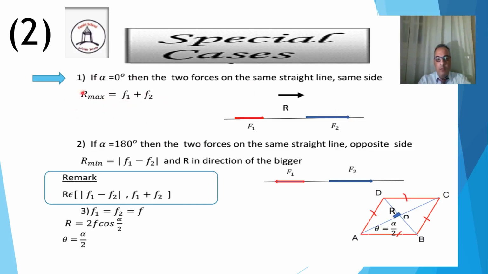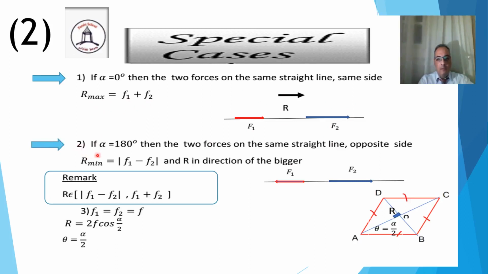In the first case, alpha of 0, the two forces have the same direction like this, and R has the same direction as F1 and F2 and equals the sum, so R is the maximum value. R maximum equals F1 plus F2.